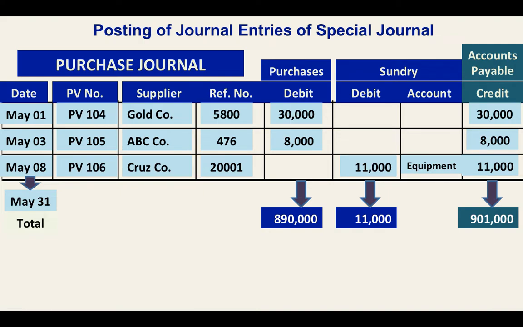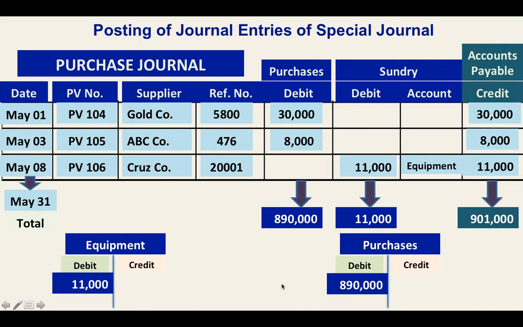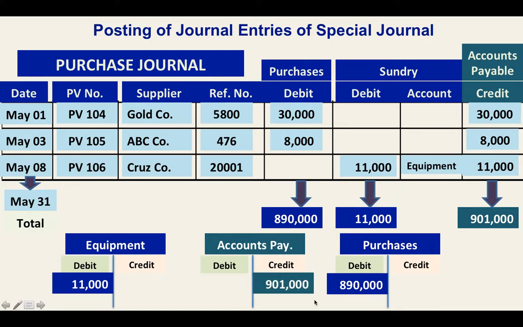Okay, so if we are going to do the posting, we will have the T account for purchases, and we will not post this account individually, but we will post the total amount of 890,000. So it simplifies, okay? It saves time. Okay, so we will extract the account for our equipment and post that, and the accounts payable, post the 901,000. So this is how it will look like in our T account or in general ledger.